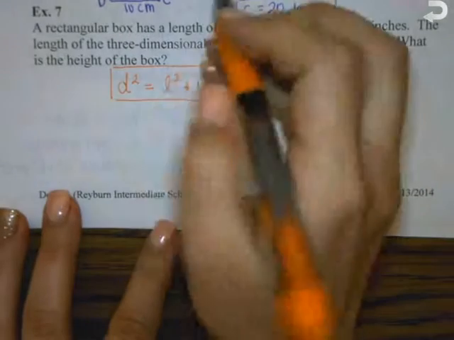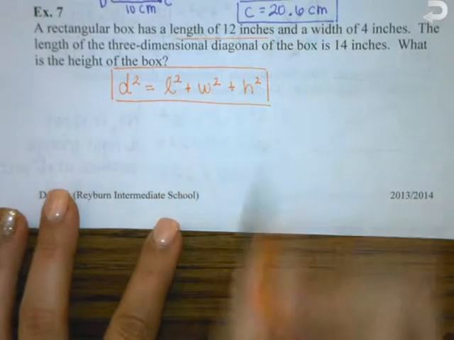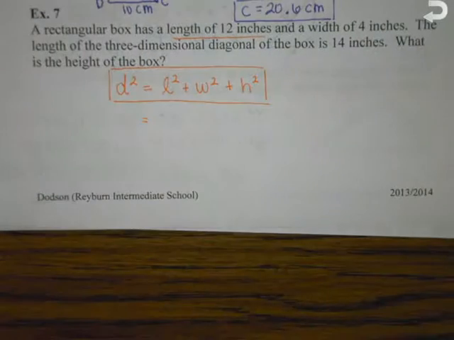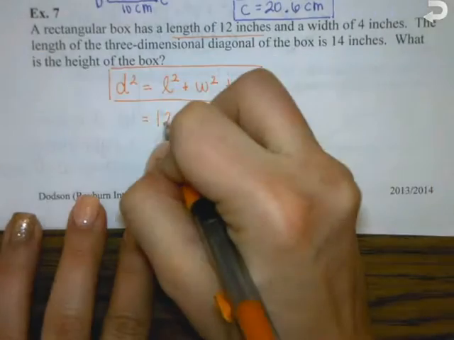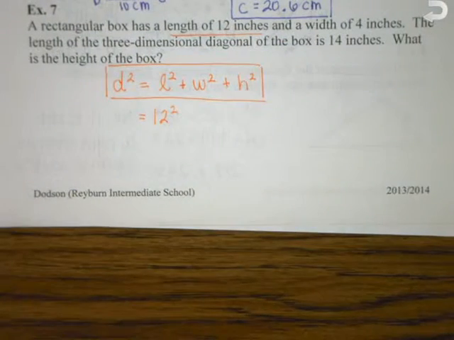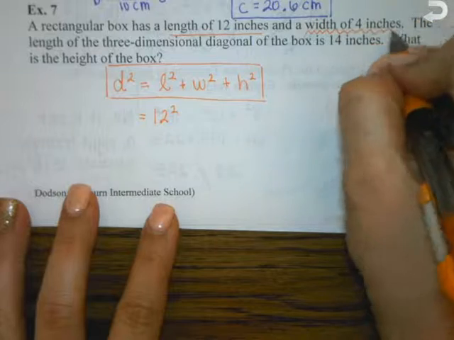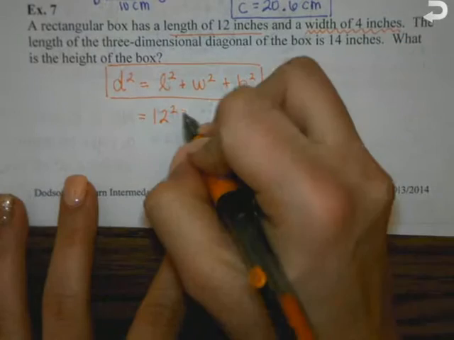It has a length of 12 inches. So where are you going to plug that in? For L. So I'm going to leave everything blank except for L, and I'm going to plug in 12 squared. It has a width of 4 inches. So where are you going to plug that in? W. So plus 4 squared.